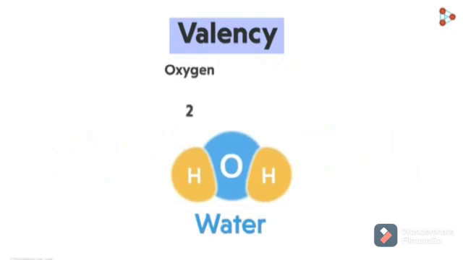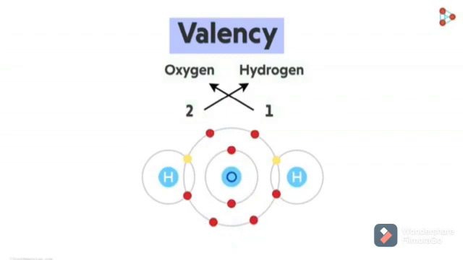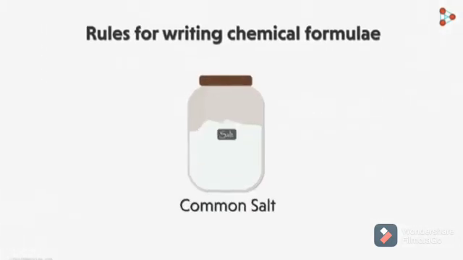For example, for oxygen the valency is 2 and for hydrogen the valency is 1. So in order to satisfy the valency of oxygen, two hydrogen atoms will be required. So when we crisscross their valencies, it will be H2O, which means two hydrogens will be required to satisfy the valency of oxygen. So this is the concept of valency.